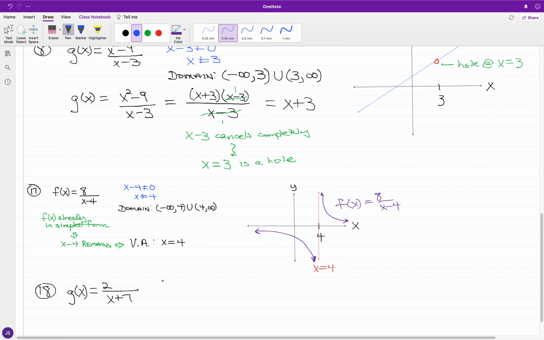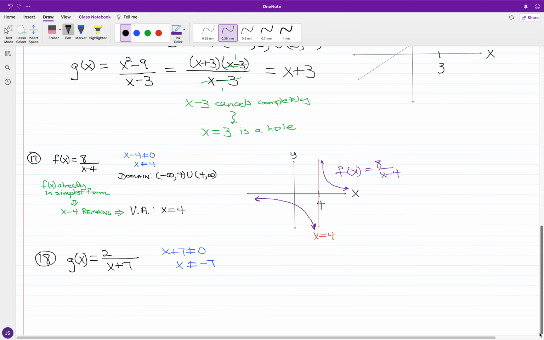And to keep this function defined, again, x plus 7 cannot be 0. So we have excluded from the domain the value of negative 7. So with the domain, we have those values of x less than negative 7, along with those values of x that will be greater than negative 7.